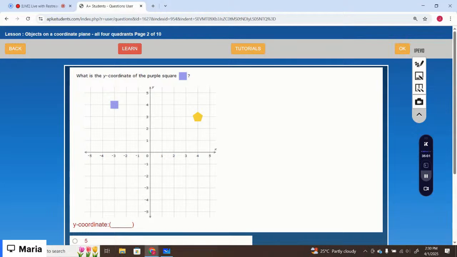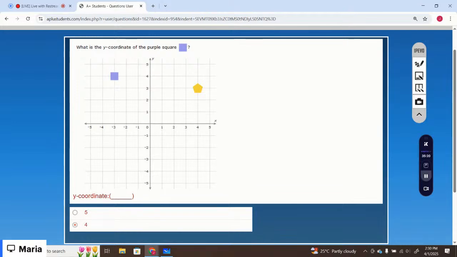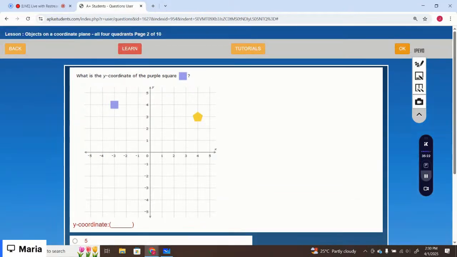What are the y coordinates of the purple square? Here is the purple square. The y coordinate of the purple square is 4. Option number 2 is the correct option. 4 it is.